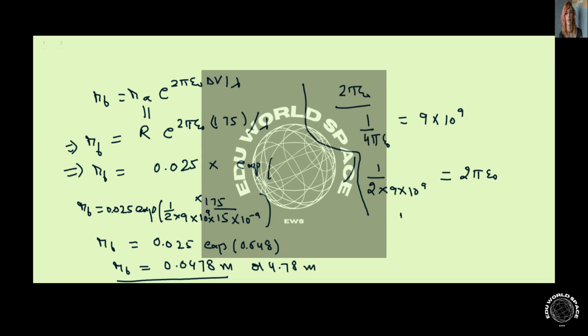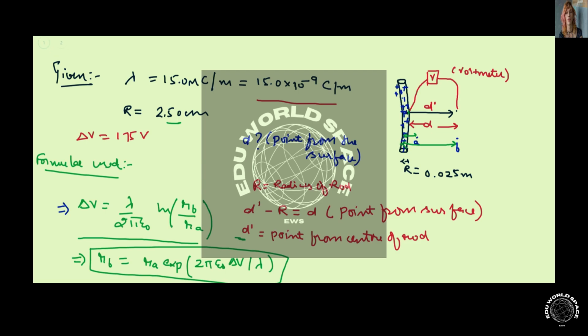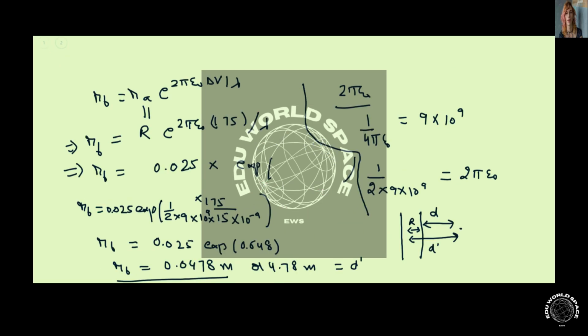So we have this rod, and we have found this distance, and we know this is r. The distance from the surface to the point is d. This is d prime. Here rb is your d prime. So your d becomes d prime minus r, or rb minus r, because rb and d prime are the same.